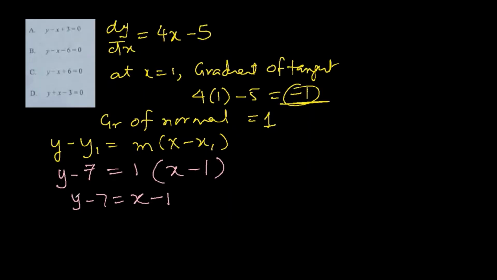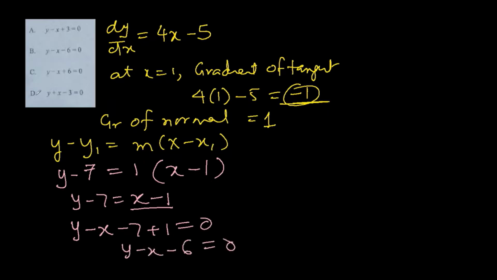So let's move x and minus 1 to the other side. So it will become y minus x minus 7 plus 1 equal to 0. And that becomes y minus x minus 6 equal to 0. So minus 6, this B matches with our equation.